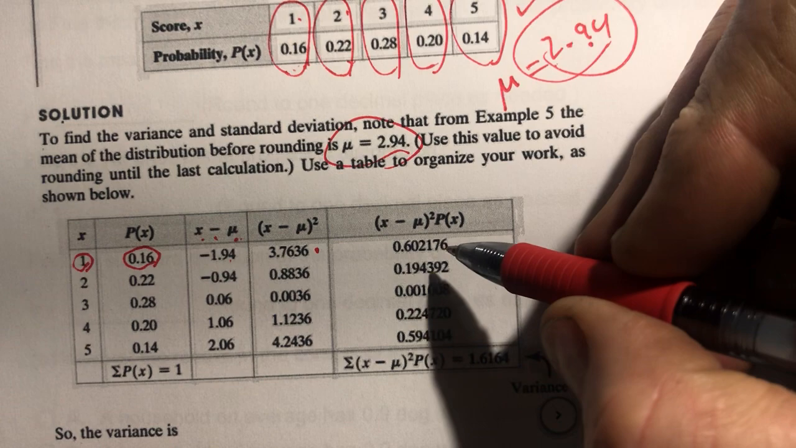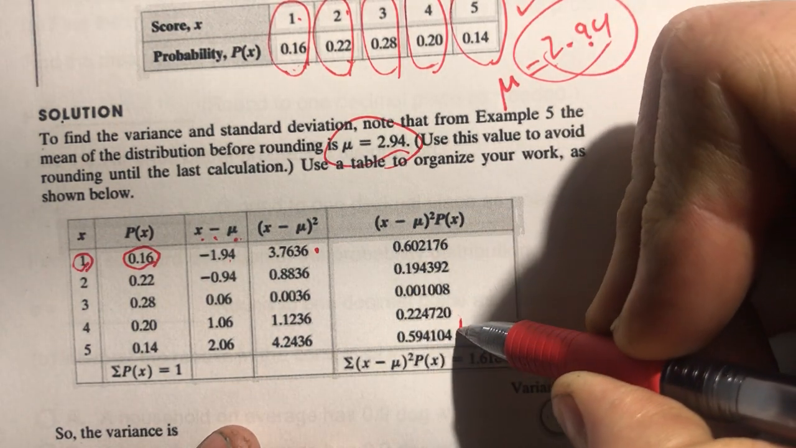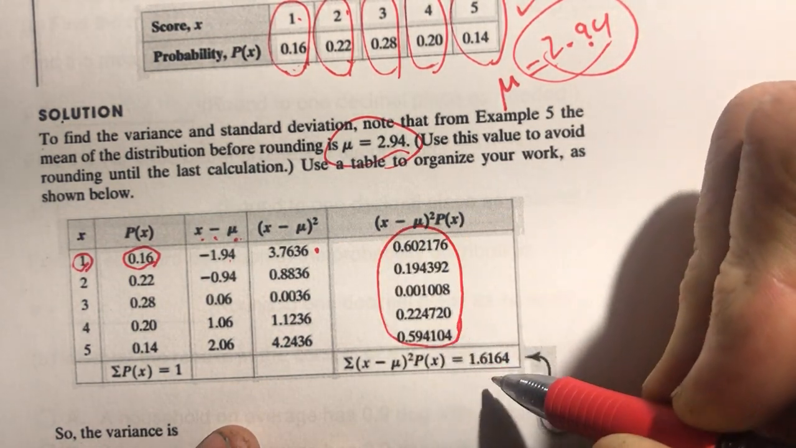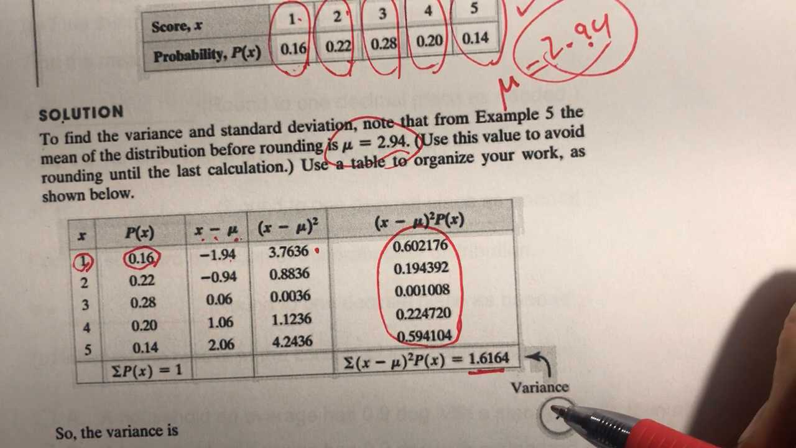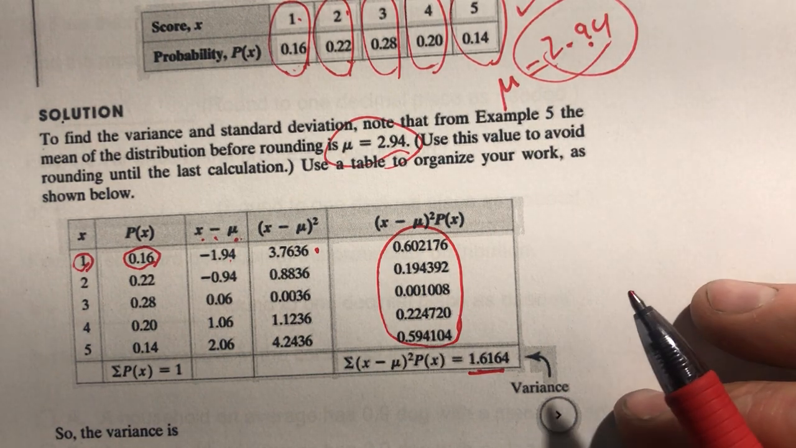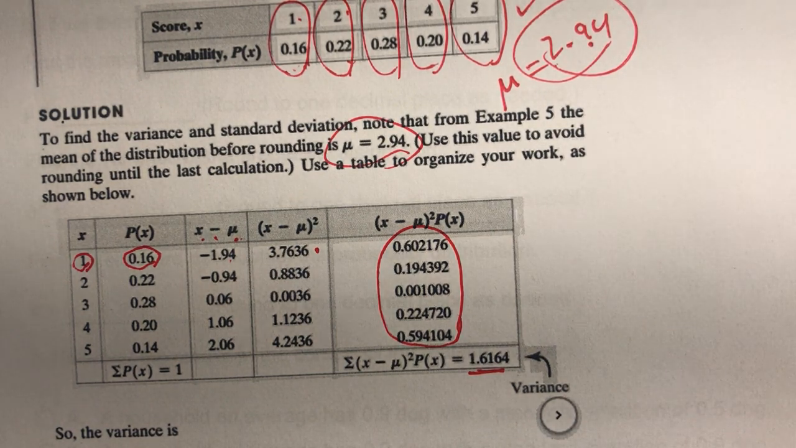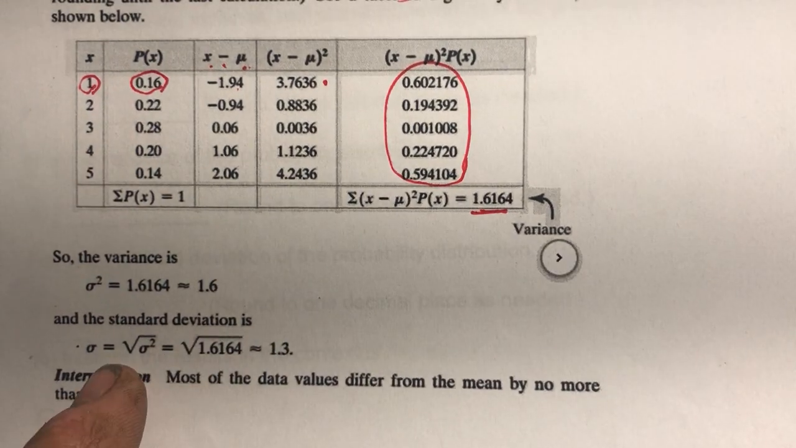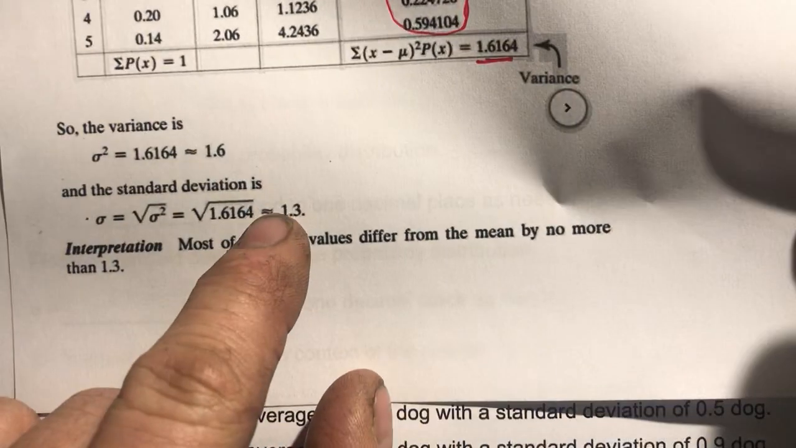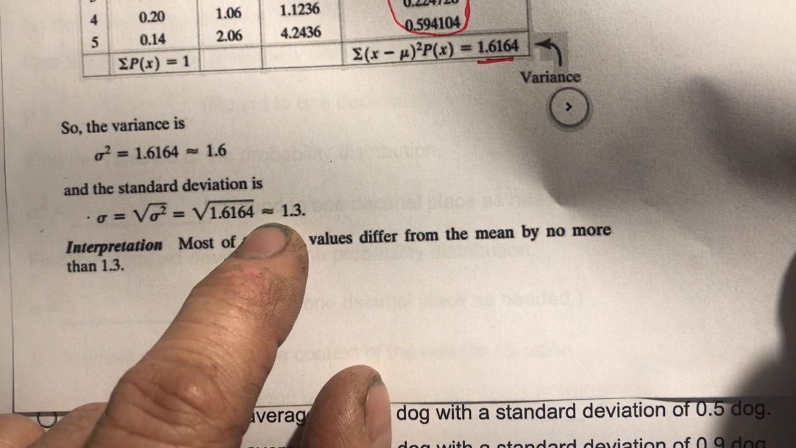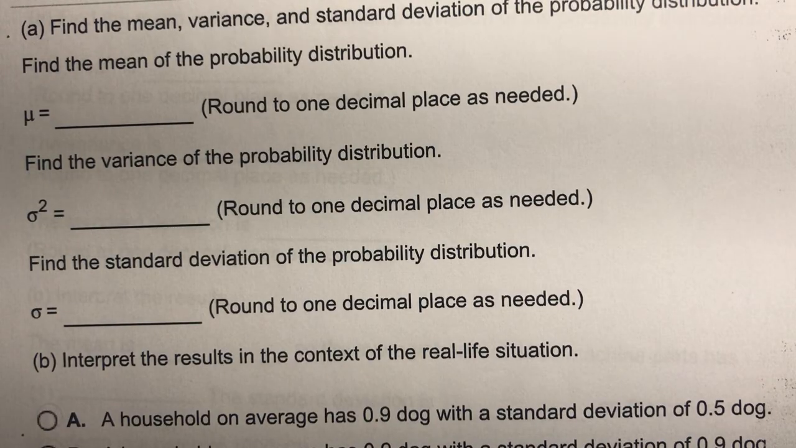Once I do all that, I add all these up, and that's my variance. And of course, if you remember from variance and standard deviation before, once I get that, I take the square root of that, and I get my standard deviation. Okay, and we'll do one here.